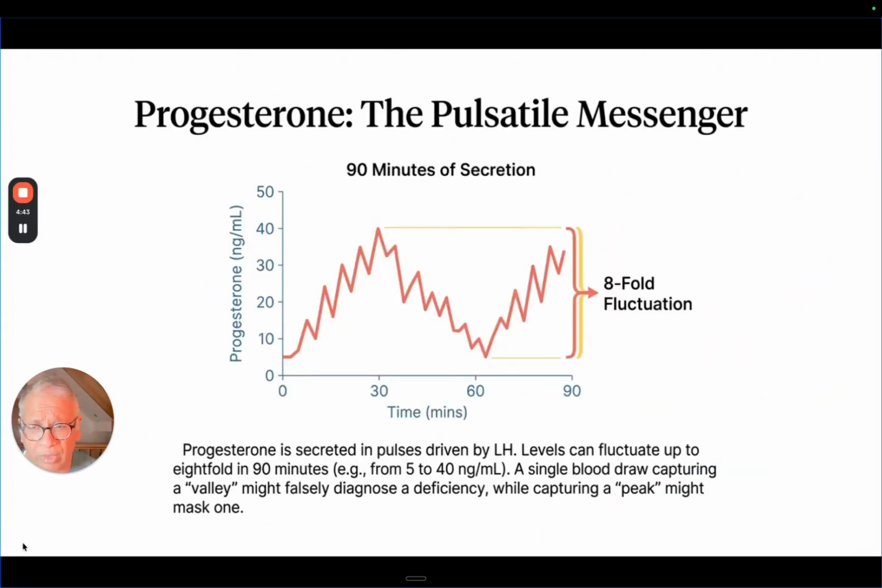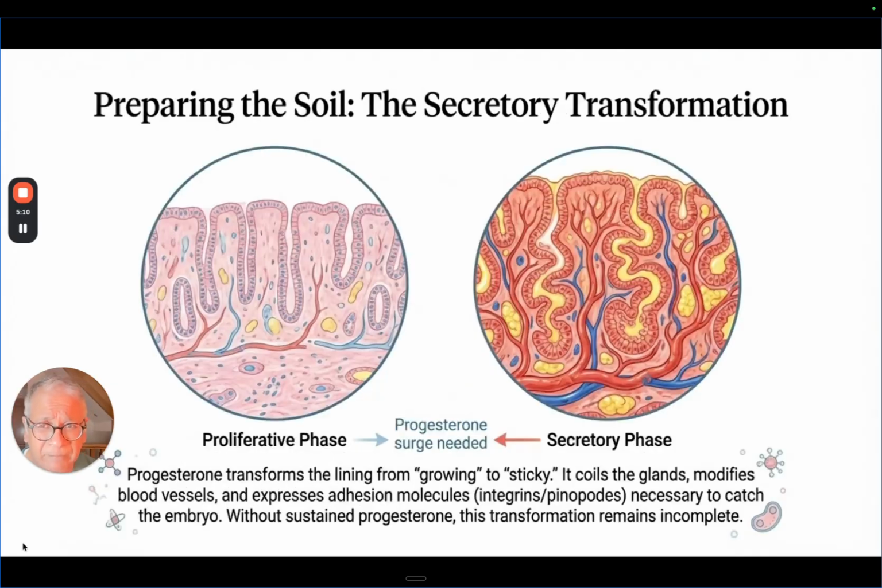What is the most important hormone? The pulsatile messenger. Progesterone is secreted in pulses driven by LH levels, and these can fluctuate in 90 minutes from 5 to 40. So a single blood drawing captures a valley and might falsely diagnose a deficiency. So again, looking at just the progesterone, not something which is fine-tuned, because it can vary. The most important thing is, look at it from this: the follicle, the egg, the progesterone, and finally the uterine.